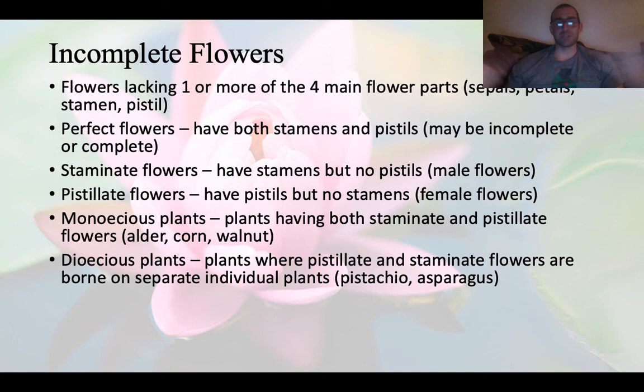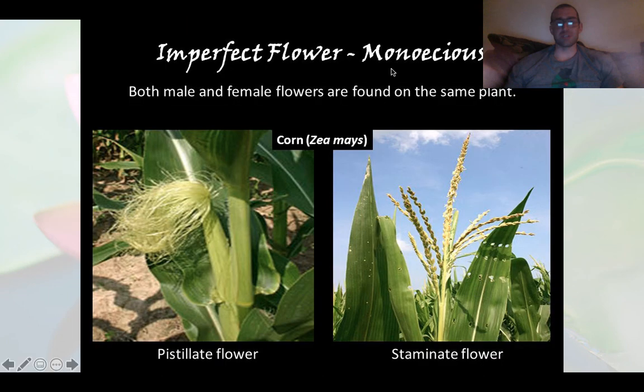Or we can have dioecious plants, where one individual plant will have all pistillate flowers, all female flowers. Another plant will have all male flowers. So you have different male and female plants. And there's different examples of those: pistachios, asparagus, holly tree, that we'll take a look at. Right? So again, our monoecious plants have both male and female flowers on the same plant. An example is the corn.